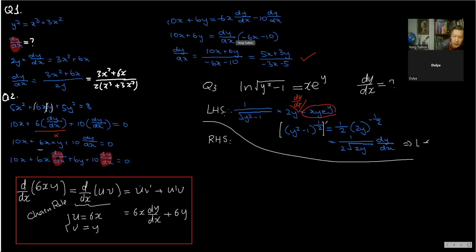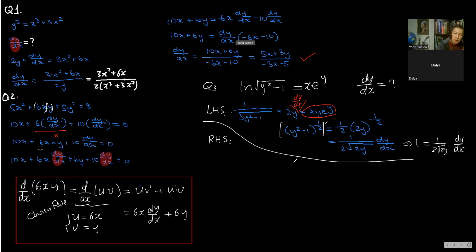So the left hand side is just equal to 1/2 square root 2y multiply dy dx. That's right. Times this part. Yeah. Probably this is not right. I think we should solve that one.